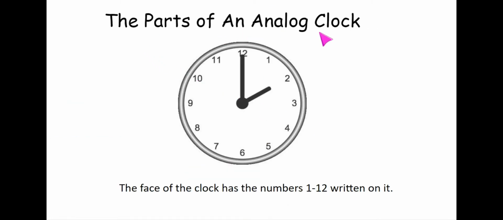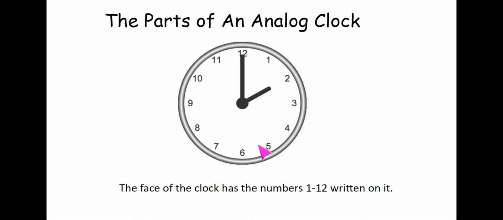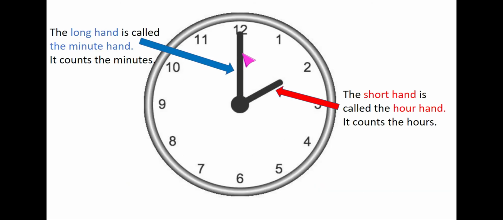Parts of an analog clock. The face of the clock has the numbers 1 to 12 written on it. So here you can see the numbers 1 all the way up to 12 are written on the clock. Analog clocks have two hands. This long hand right here is called the minute hand. It counts the minutes. This short hand right here is called the hour hand.